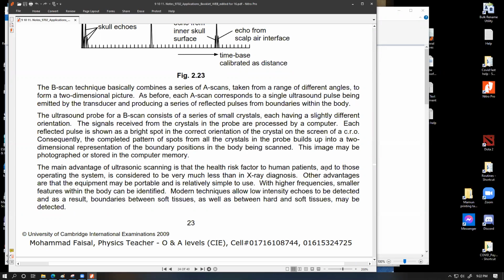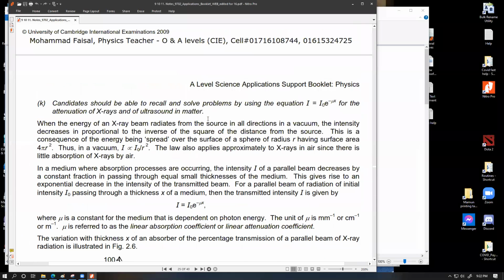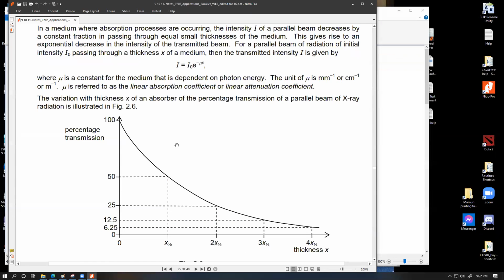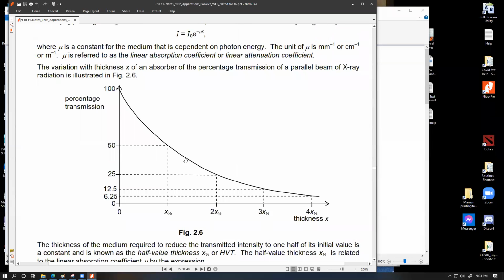Yes, sir. Good. So that's pretty much about the ultrasound scan. The last thing that we have, let me show some problems here. And here we have a certain graph. This graph is actually pretty interesting, and it's very much like the graph for the radioactivity chapter.